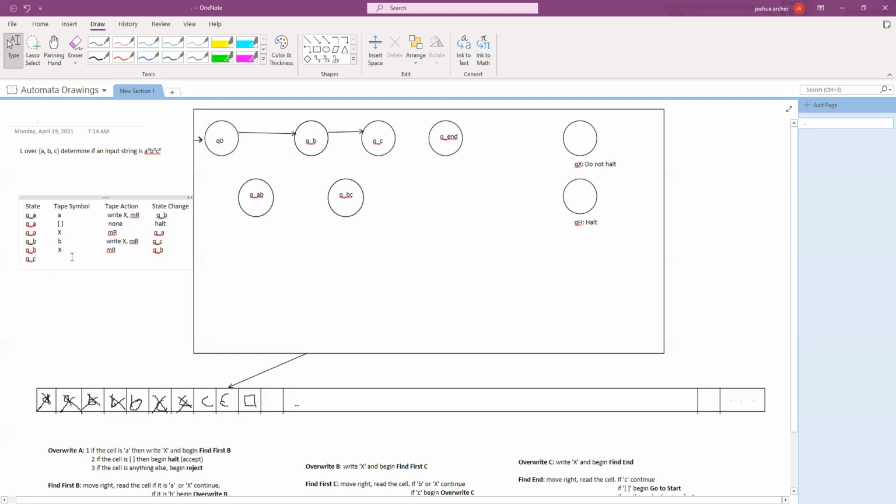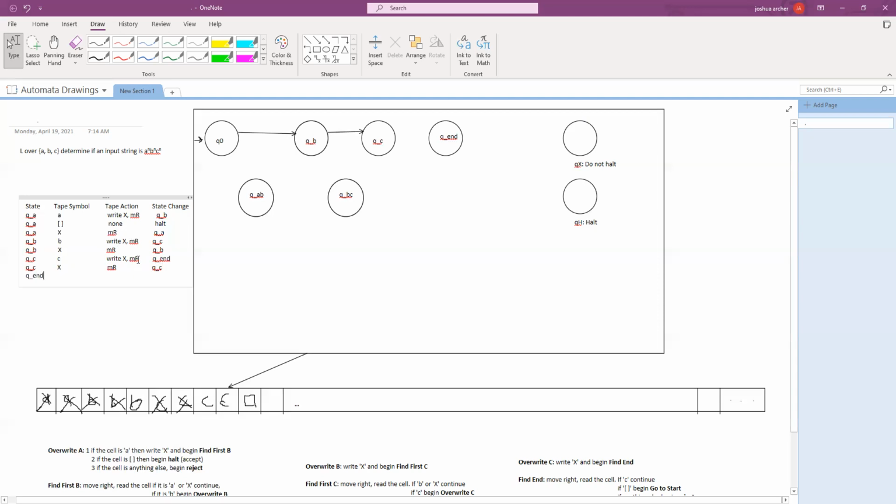If I'm in QC, meaning I'm looking for a C, and I found the C, then I need to start this whole end of the tape thing. So I'm going to write my X, move right, and go to state Q end. Now, if I'm in QC and I find an X, I'm just going to move right because I haven't found the C yet, and I'm going to stay in QC.